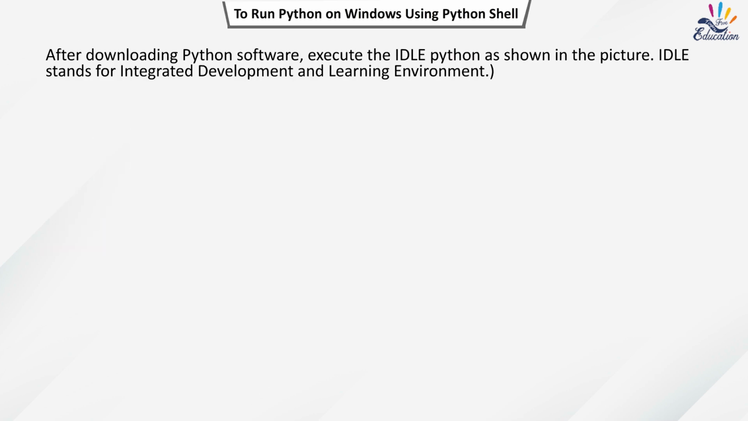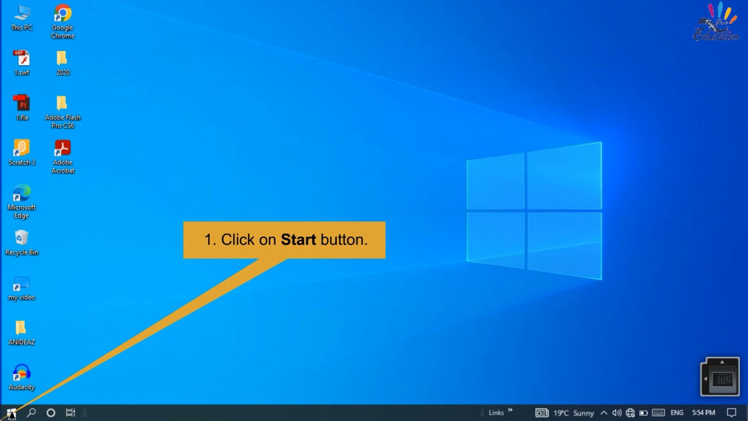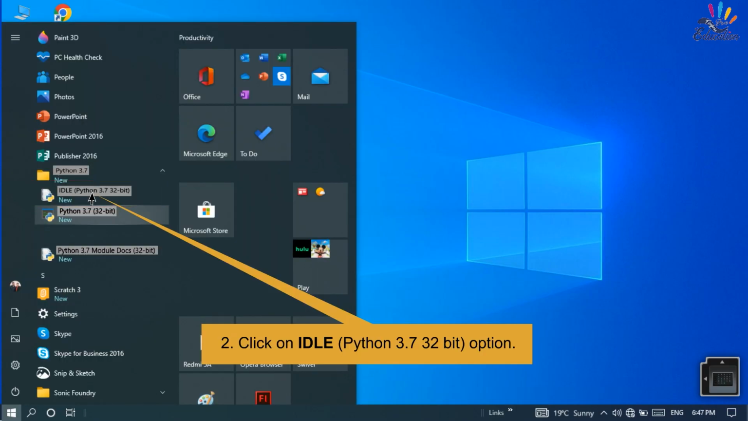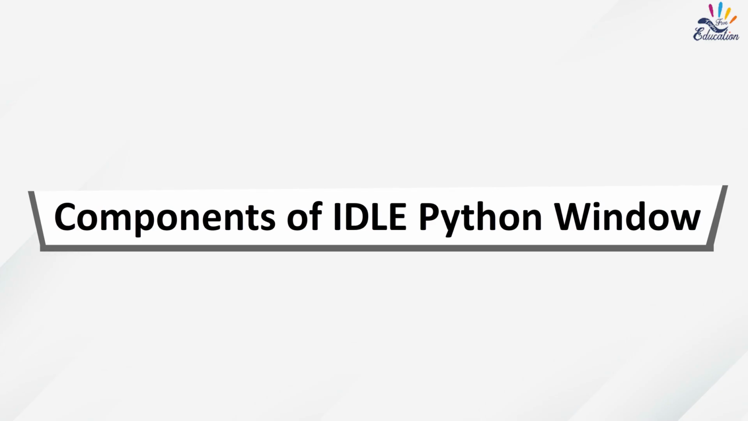To run Python on Windows using Python shell. After downloading Python software, execute the IDLE Python as shown in the picture. IDLE stands for Integrated Development and Learning Environment. To start IDLE Python, click on the Start button. Click on IDLE Python 3.7 32-bit option. A Python 3.7.4 shell window opens.